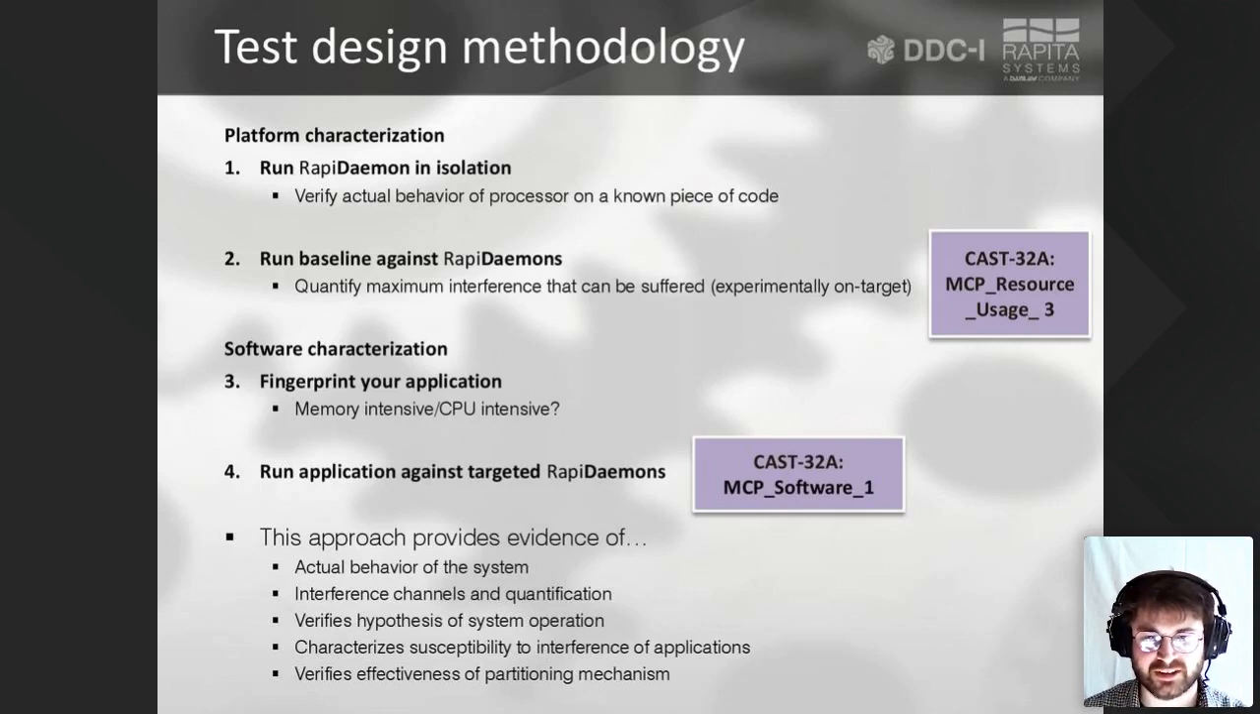Then we can move on to doing a similar process with our real software. So we start by fingerprinting our application. Something which we haven't covered today is that RapiTime, as well as reading timing information, can also read performance monitoring counters on a target. So we can characterize the resource usage profile of an application. And then we can run our application against targeted RapiDaemons, which are targeting the resources which we've determined our application is using, and get some worst case behavior for our application under a range of different contention conditions.